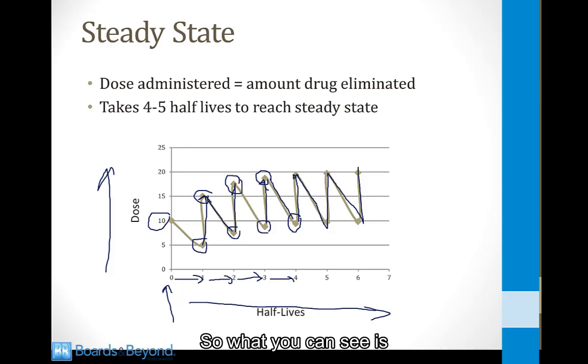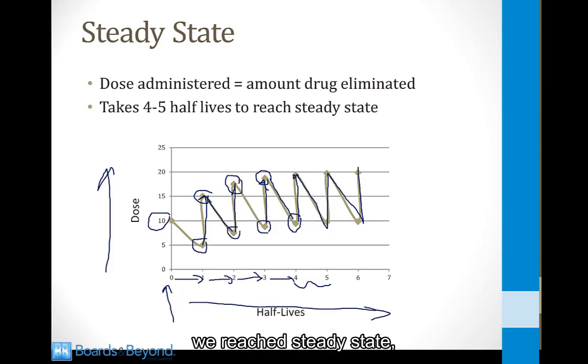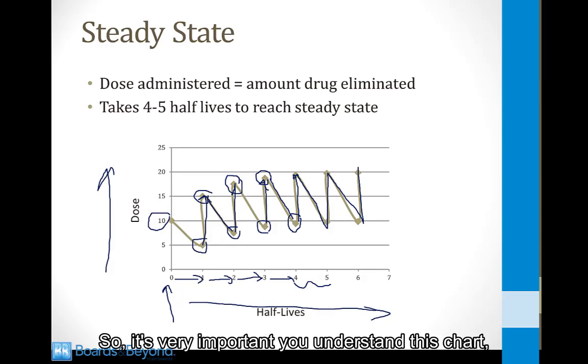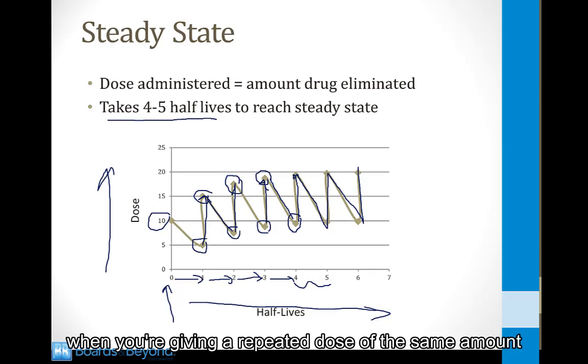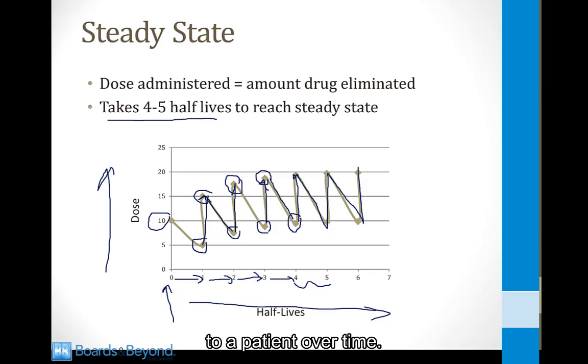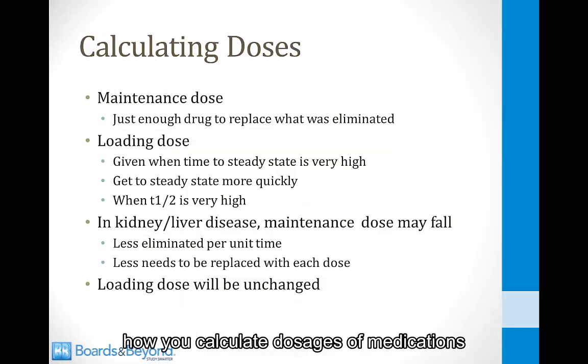So what you can see is that somewhere between 4 and 5 half-lives, we reach steady state, such that the dose is going up and down between the same two numbers. So it's very important you understand this chart, and it's very important that you understand that it takes 4 to 5 half-lives in order to reach steady state when you're giving a repeated dose of the same amount to a patient over time.